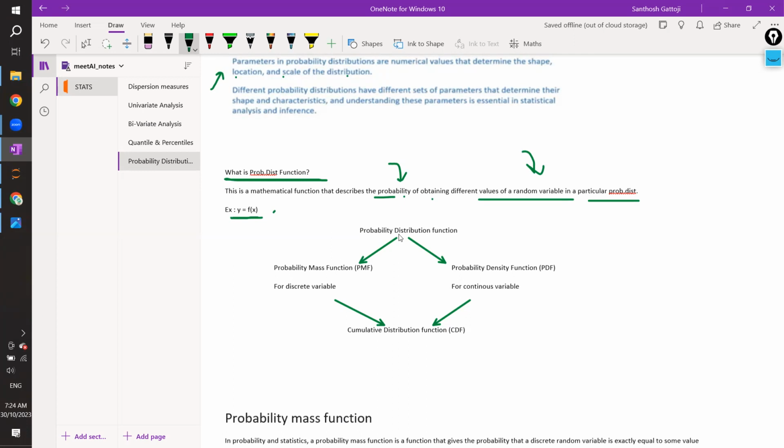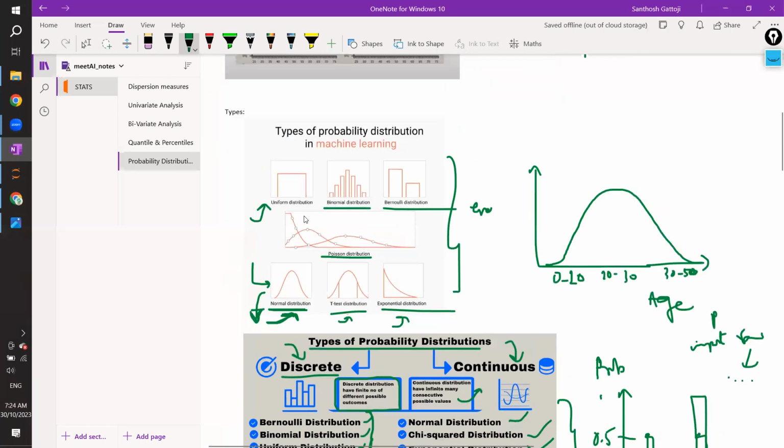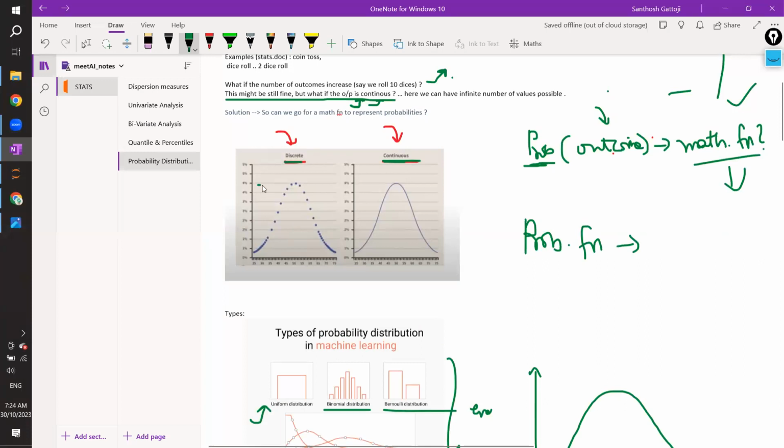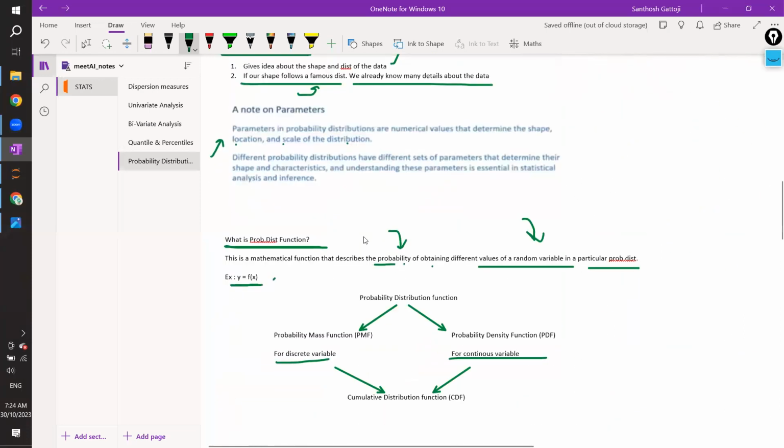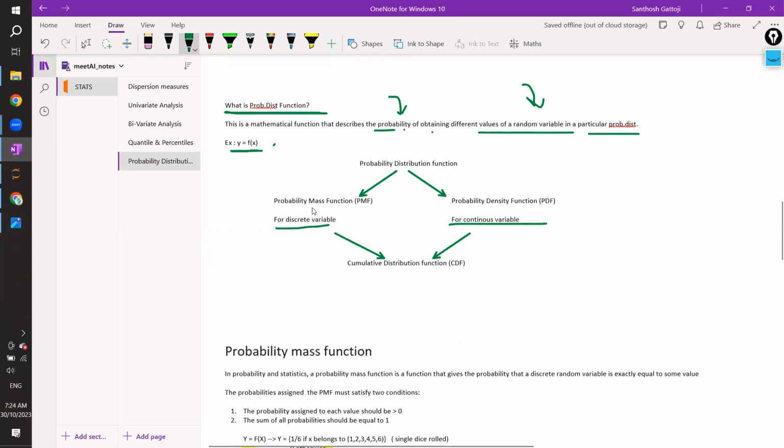Now the actual cinema starts. So this probability distribution function is mainly divided into two types. One is for the discrete variable, and one is for the continuous variable, guys. Same thing, whatever we have studied, right? So these two are studied separately.